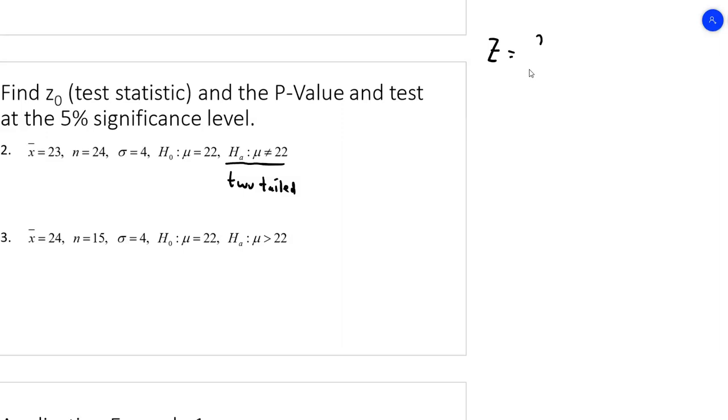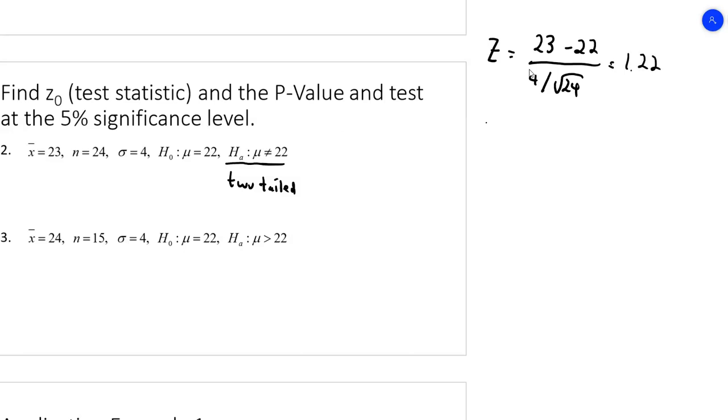I end up with the sample mean minus the population mean over the standard deviation divided by the square root of 24. I can see on the top I get 1. I just don't know what I get on the bottom. So I get 1 divided by, and then in parentheses, 4 divided by the square root of 24. 1.22.